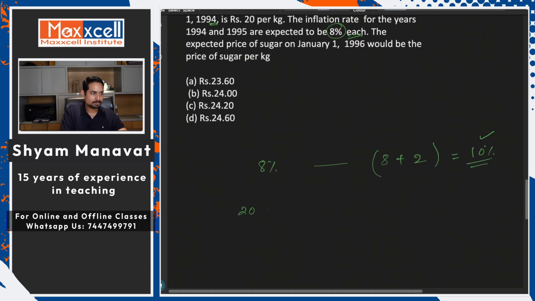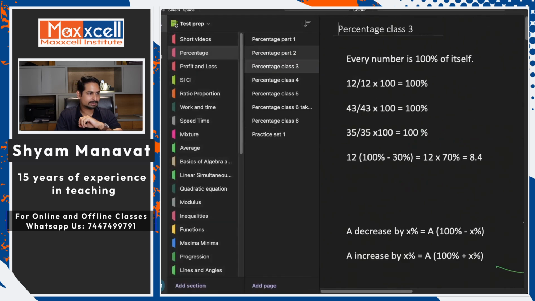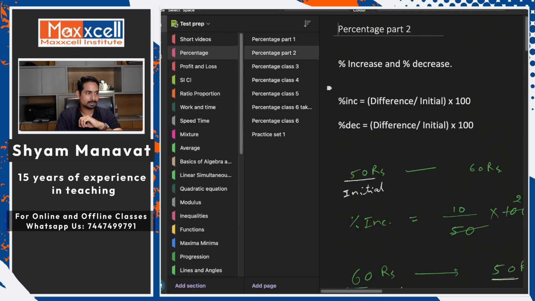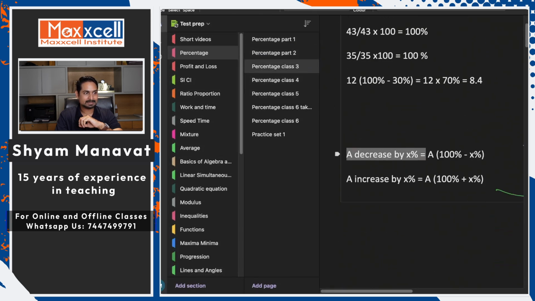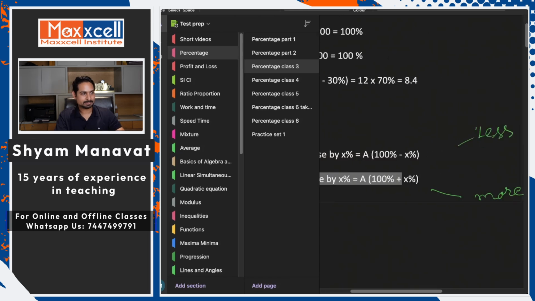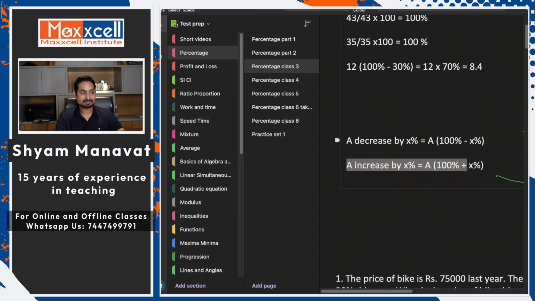Did you get it? So when you increase a value by 10%, you multiply by what? 110%. Okay. Then again it increased by 10%, so again you multiply by 110%. Why am I multiplying by 110%? I hope this is pretty clear to all of you. You must have gone through this. If percentage increase is given, then what to do?